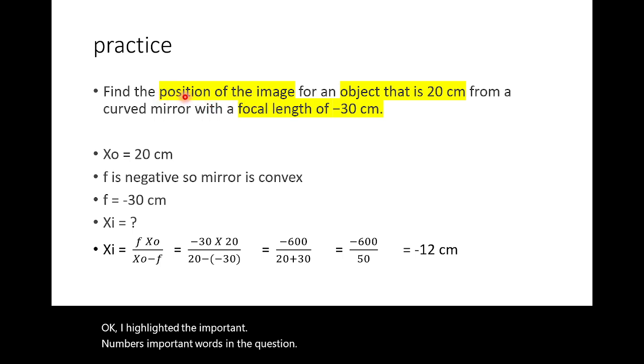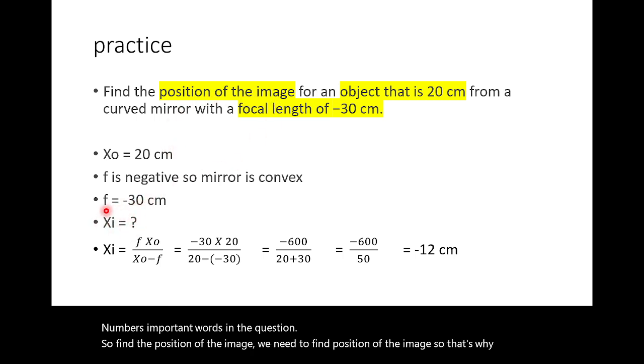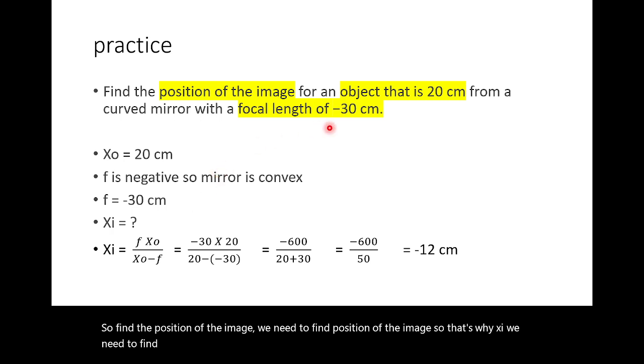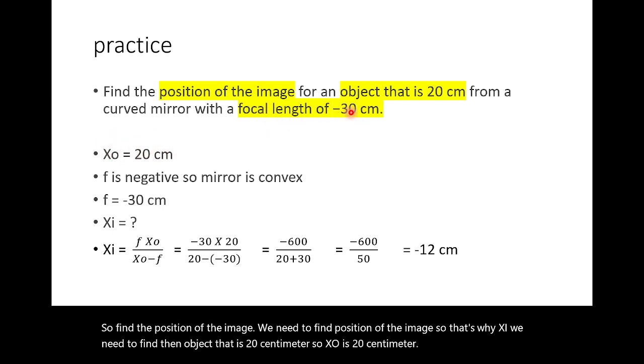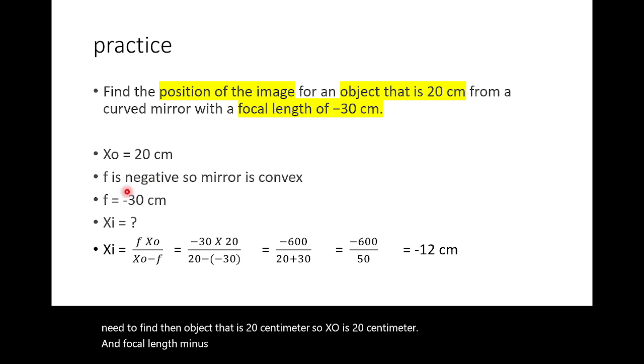So find the position of the image. We need to find the position of the image, so that's why we need to find xi. Then the object is 20 centimeter, so xo is 20 centimeter. And the focal length is minus 30 centimeters, so f equals minus 30 centimeters. Because f is negative here, it's a convex mirror.